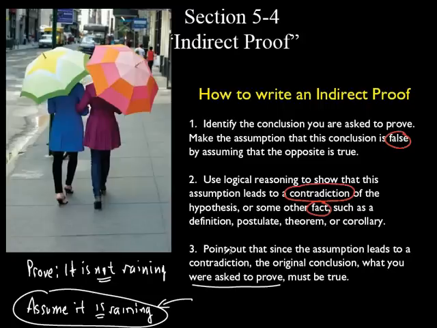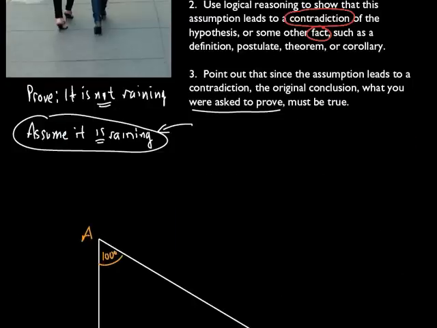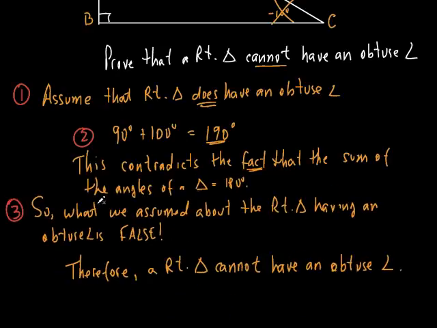All right. Now, point out, since the assumption leads to a contradiction in the original conclusion, what you were asked to prove must be true. All right. And that's exactly what we did right there. So those are our steps. So that is, it's an indirect proof. That's the kind of stuff we're doing.